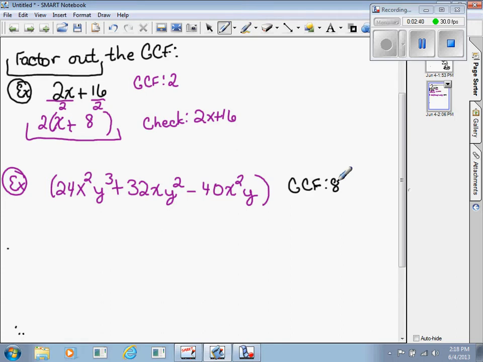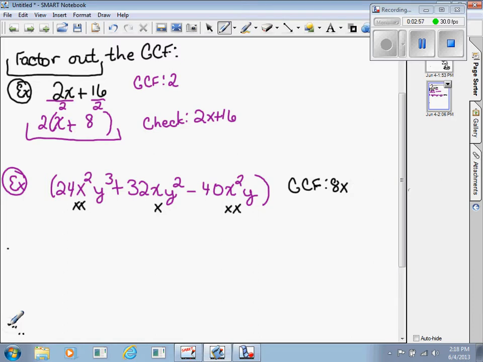Then look at your variables. We have an x squared, so an x and an x. We have an x, and then we have another x squared. Look for what is common. There is an x in all three of those. So x is part of our greatest common factor.